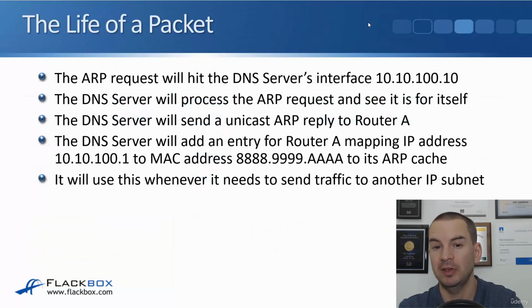So the ARP request hits the DNS server's interface of 10.10.100.10. The DNS server will process the ARP request and see that it is for itself. It will then send a unicast ARP reply back to router A. The DNS server will add an entry for router A, mapping IP address of 10.10.100.1 to MAC address 8.9.a to its ARP cache, and it will use that whenever it needs to send traffic to another IP subnet, because 10.10.100.1 is its default gateway.